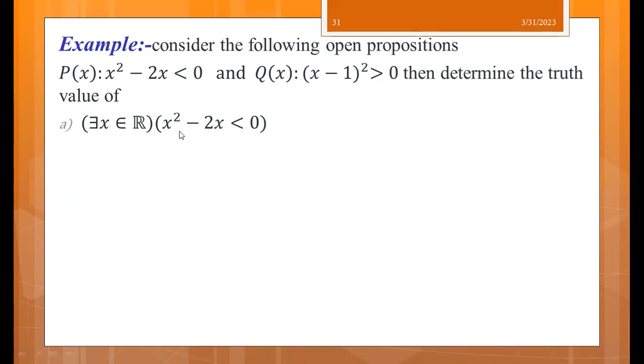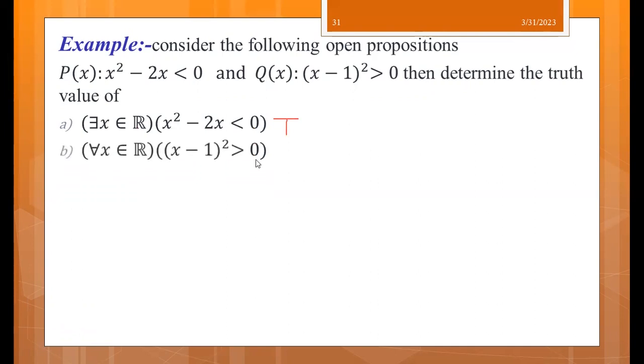As an example, if we consider the real number 1, that is, if we substitute x by 1, 1 squared is 1, minus 2 times 1, that is simply 1 minus 2, which is minus 1. Minus 1 is less than 0. So due to the existence of this real number 1, which can satisfy this condition, the truth value for this one is true.